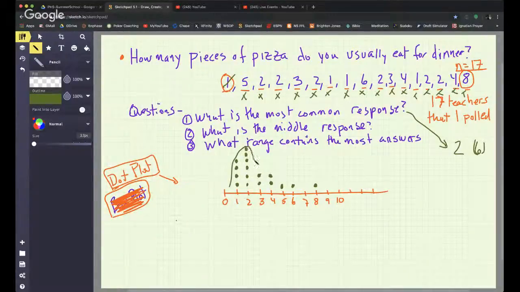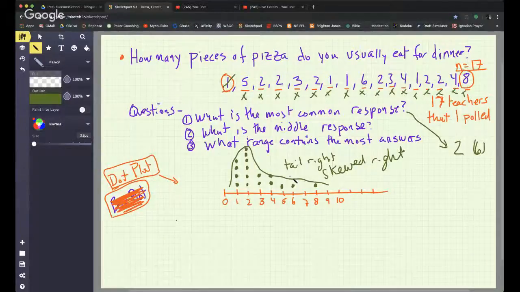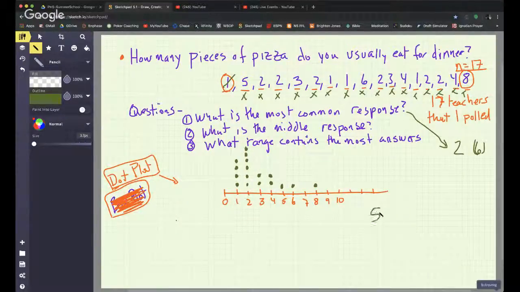We can also look at this data and we can tell that it's not symmetric. It kind of looks like this. It has a long tail to the right. That's data skewed to the right. We'll say the data is skewed to the right. Okay, and that's how we make our dot plots.